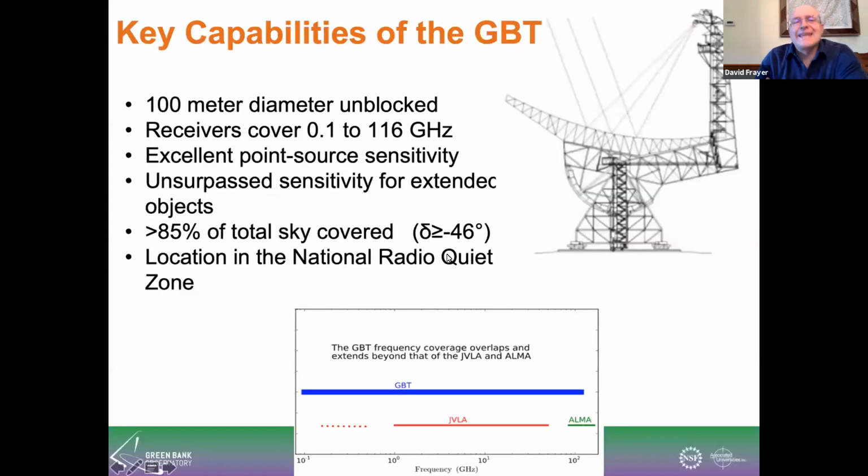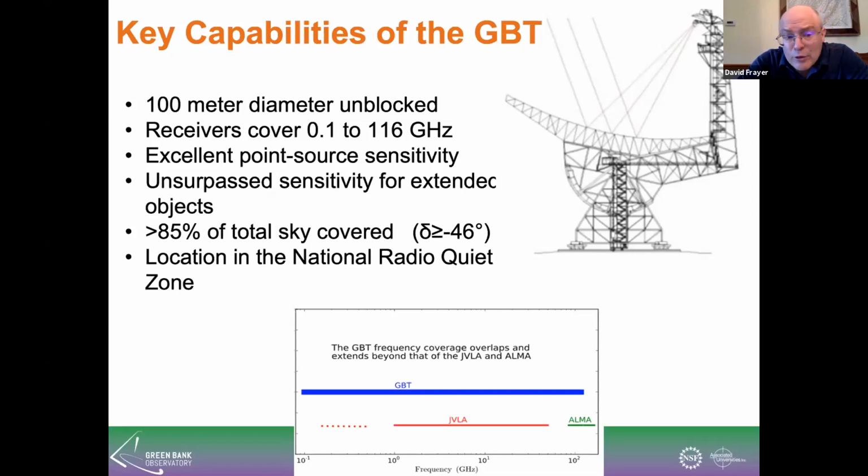There are 4 key capabilities of the telescope, and not the ones I actually list here. One of them is it's a big light bucket. It's 100 meter. So you have a big light bucket, and it's unblocked. I consider that 2 separate key capabilities. The unblocked gives you unrivaled sensitivity in terms of low side lobes. If you're doing sensitive HI observations, nobody can touch them in the world on those kind of observations.